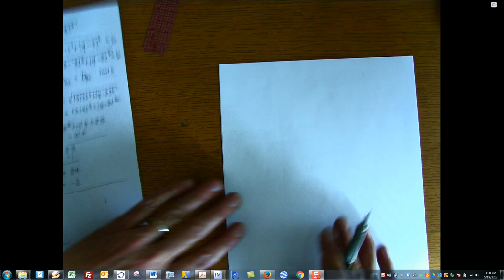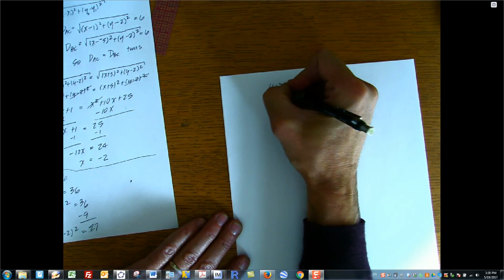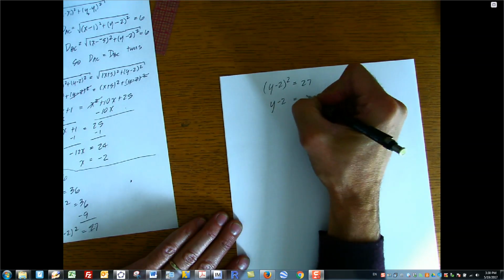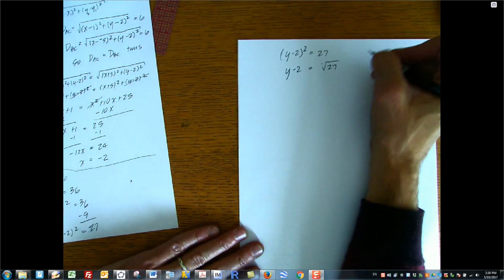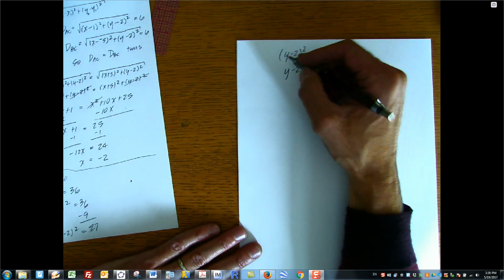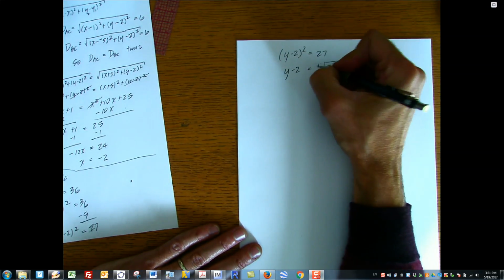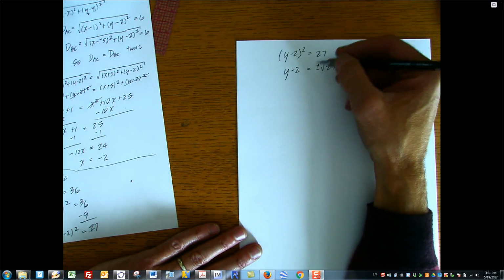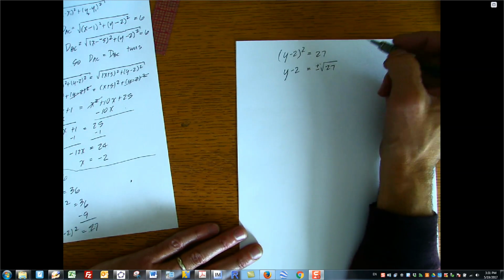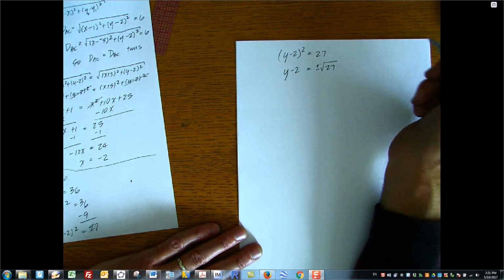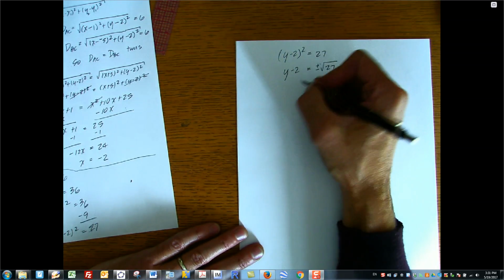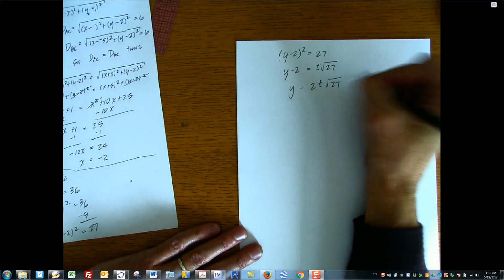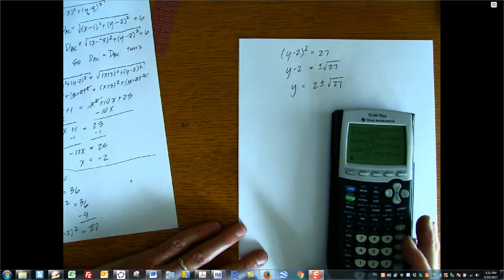So let me copy over where I'm at. I'm at y minus 2 quantity squared equal to 27. So that means y minus 2 will be the square root of 27. And here's where we've got to be a little careful. If something squared is equal to 27, that something could be either positive or negative. So here's where your plus or minus will come in, because squaring either positive root 27 or negative root 27 will yield a positive 27. And then the last step, of course, would be to add 2 to both sides, and we get 2 plus or minus root 27.